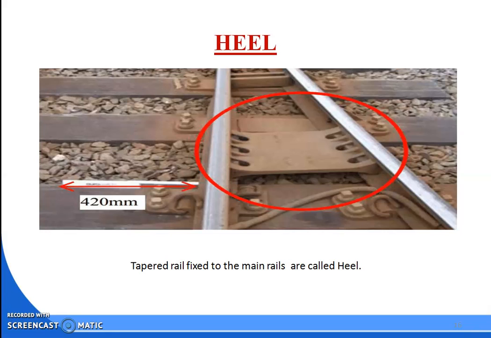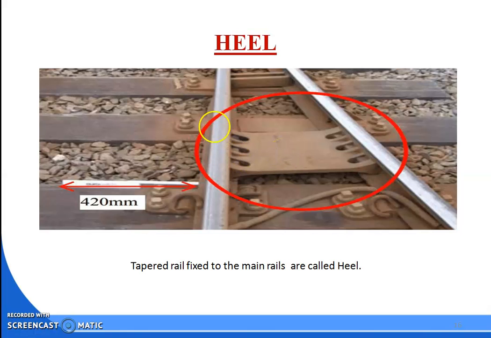First of all, you should know what a heel is. See here a picture. It is a picture of a heel, which is present on a track. The two rails are present here, the sleepers are provided, and the ballast is also provided. So the picture shows the heel portion. Heel means the tapered rail fixed to the main rail is called the heel.